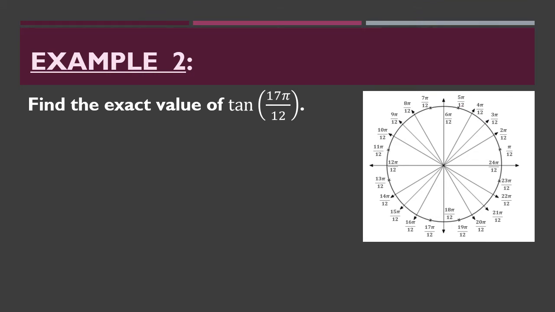A tangent problem. So we need numbers that add up to 17 pi over 12. Again, I can't use 7 because that would be way too convenient. So numbers that add or subtract to give me 17. Here you have a 9 and 8. So I think I will use 9 pi over 12 and 8 pi over 12.